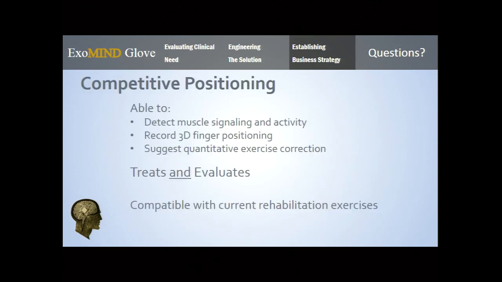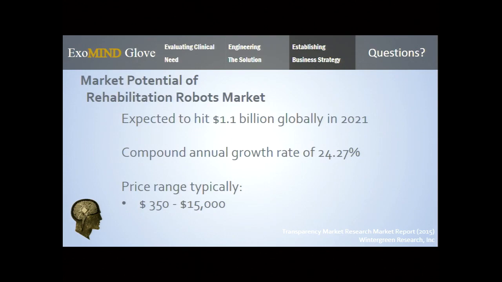Now, with these measurements, we're able to detect muscle activity, record finger positioning, and suggest quantitative exercise corrections. So with this, we can actually treat and evaluate in real time, which makes it extremely compatible with current rehabilitation exercises. Now, the robotics rehabilitation market is expected to hit $1.1 billion globally by 2021, not to mention a compound annual growth rate of 24%.